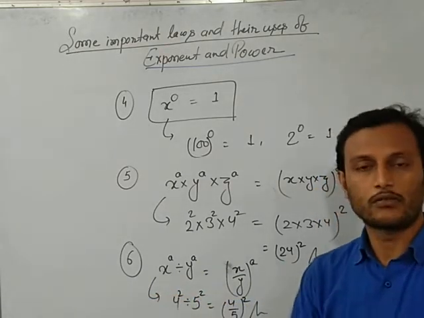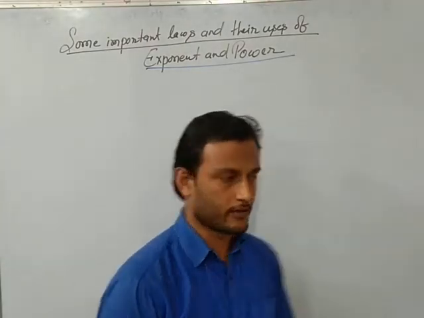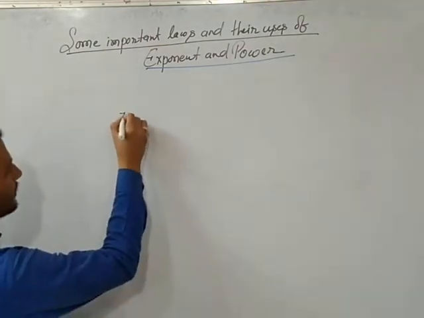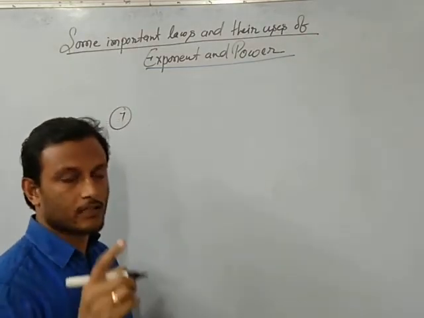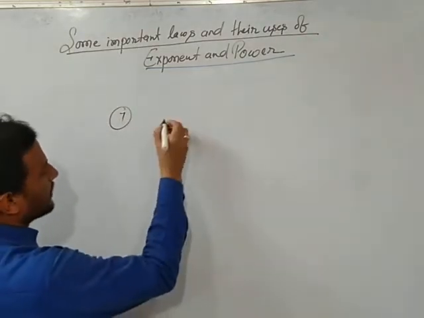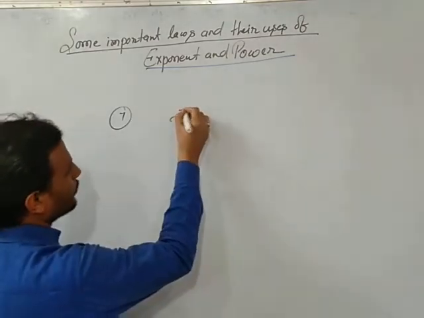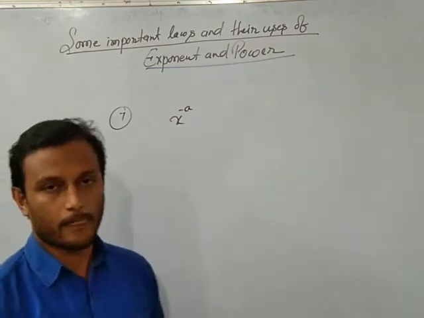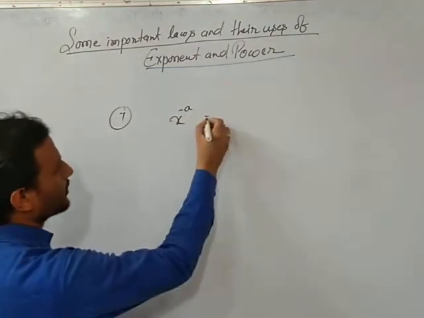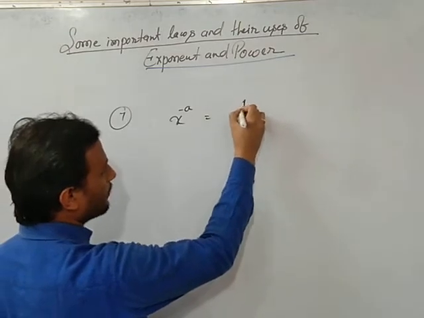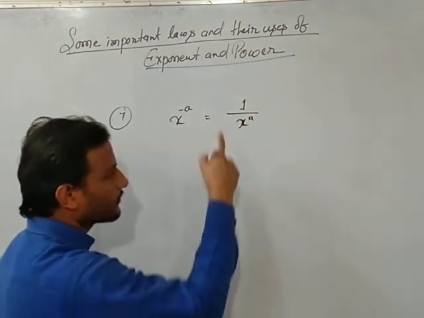Now comes rule number 7. And rule number 7 is very important because it has a negative exponent. Negative exponent, champions. Let's see. If x is an integer and it has an exponent minus a, meaning a negative exponent, then in this situation the answer will be 1 by x to the power a. This is the answer.